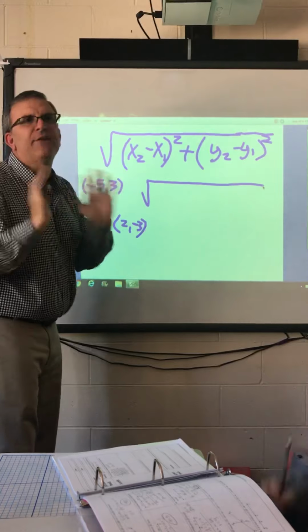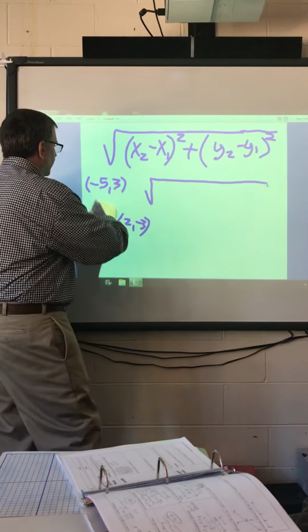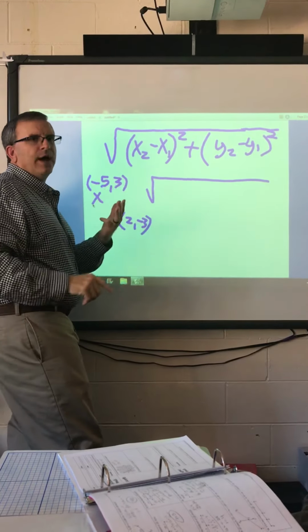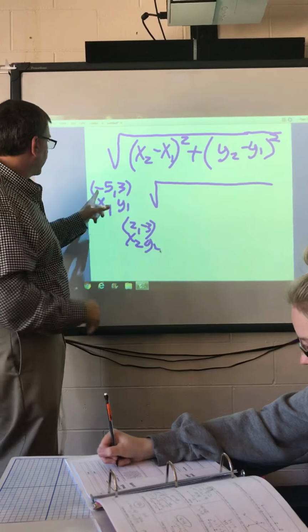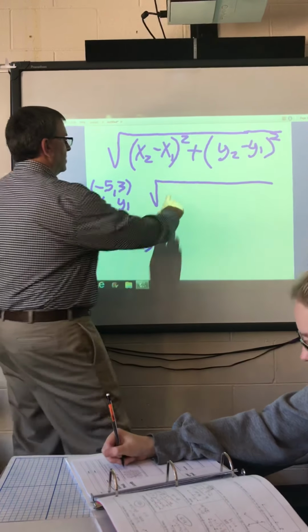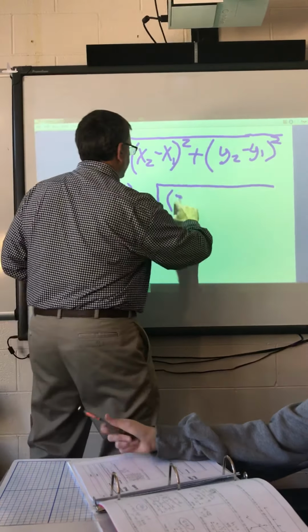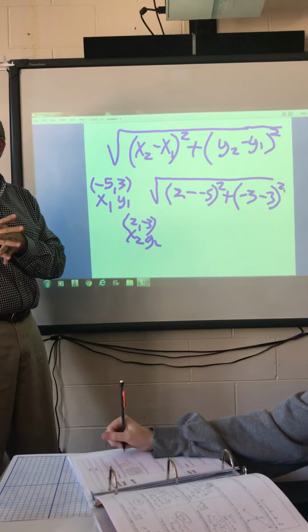Now, you have to each and every time, okay, whether you're doing midpoint, slope, distance, anything dealing with your X and Y's, okay, you always label them, okay, and label them correctly, okay, X1, Y1, X2, Y2. So my X2, I know it, it's 2, all right, minus my X1, which is -5 squared, plus Y2, which is -3, okay, minus Y1 squared, okay? So everybody with me? Yes.